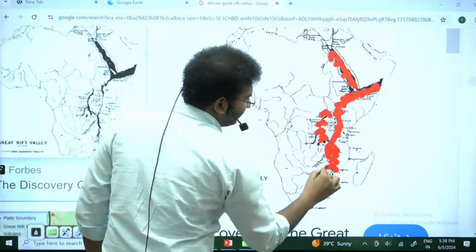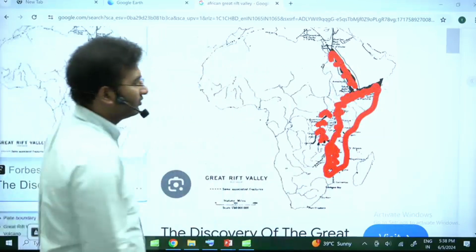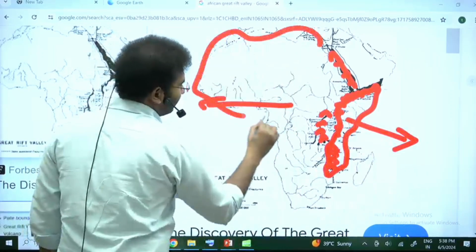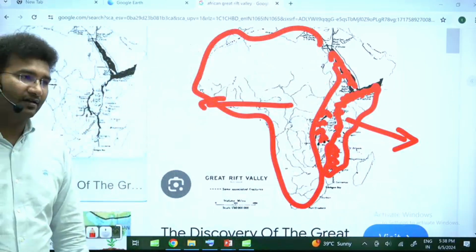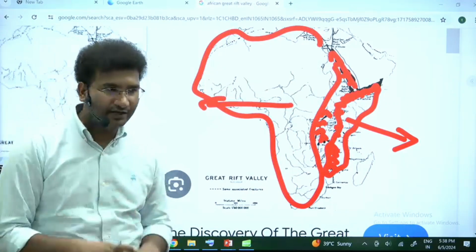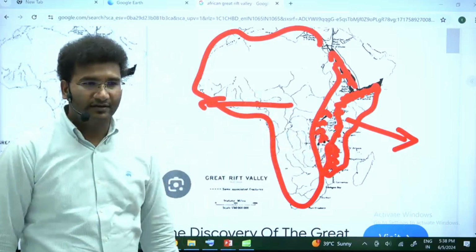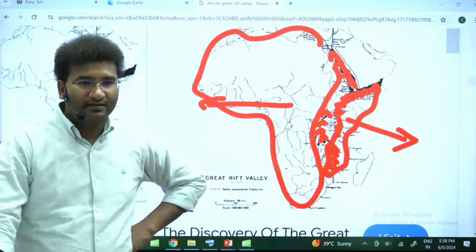That means this is a new landmass or a new continent which is in the making. Tomorrow, this will move in this direction, and this entire Africa is going to move in this direction. Why? Because of the differential heating of the interior of the earth, and this is a plate, this is also a plate. These plates are getting diverged.